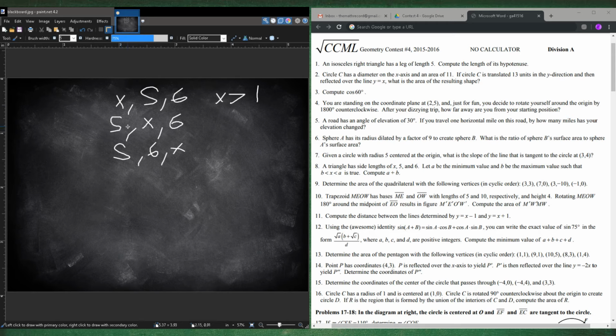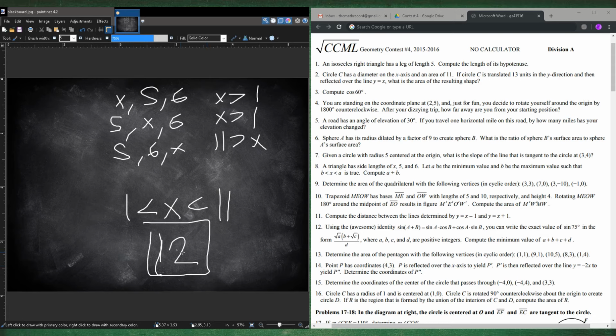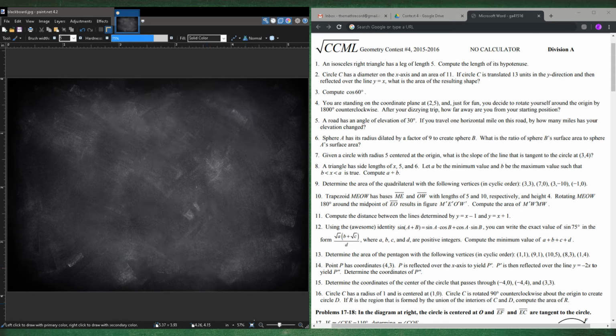Since these are the two smallest ones, it's basically the same case: 5 plus x is greater than 6, so x is greater than 1. And 5 plus 6, which is 11, has to be greater than x. So x has to be greater than 1 and less than 11. So A plus B is 1 plus 11, which is 12. Pretty simple.